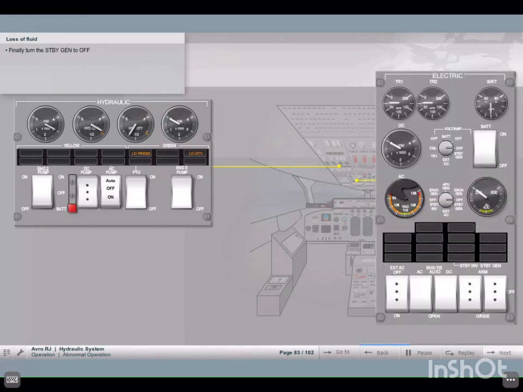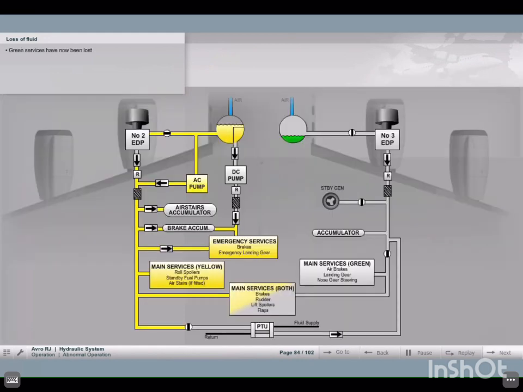Finally, turn off the standby generator on the electric panel as it can no longer be used. Do it. Services which use only the green system have now been lost.